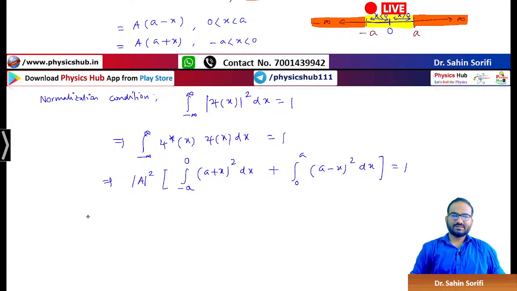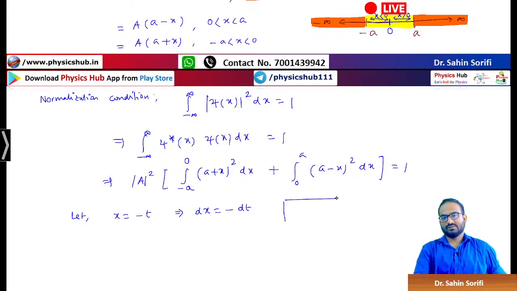Now let's say x is equals to minus t. So you see dx is equals to minus dt. If it is so, we can change the limit of integration. Let's say x was before minus a to 0. When you make it t, it becomes a to 0.